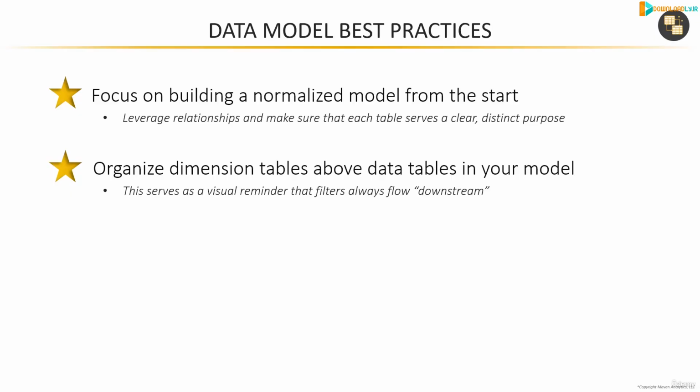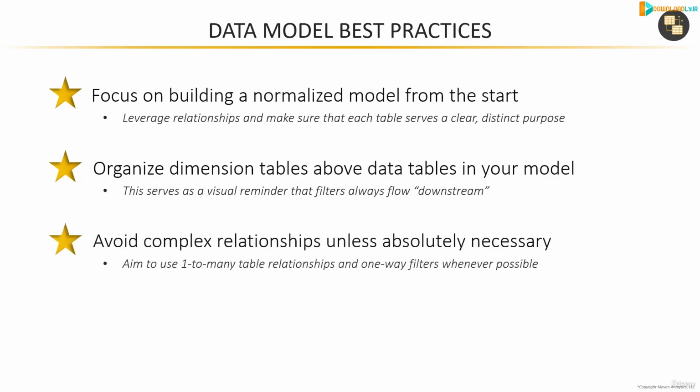Next, organize dimension tables above the data tables in your model. This serves as a helpful visual reminder that filters always flow downstream. Third, avoid complex relationships unless absolutely necessary. You should aim to use one-to-many table relationships and one-way filters whenever you possibly can.